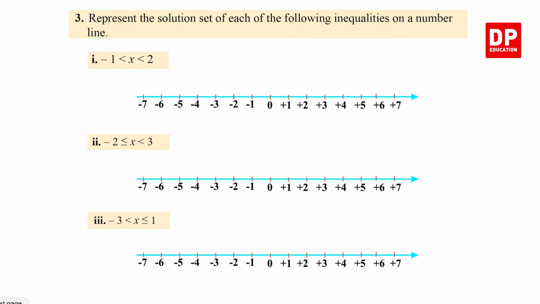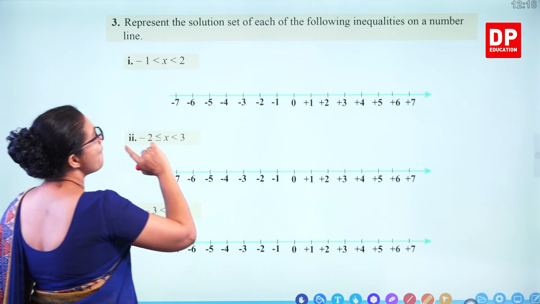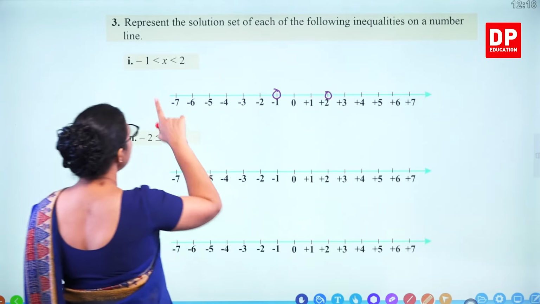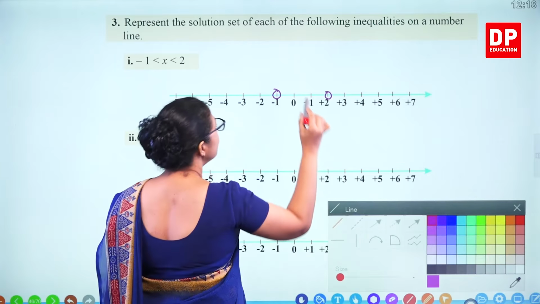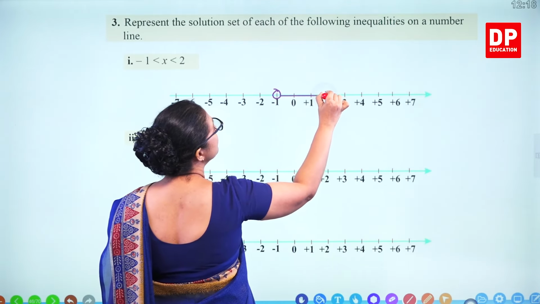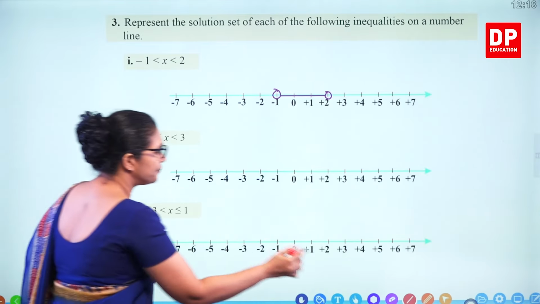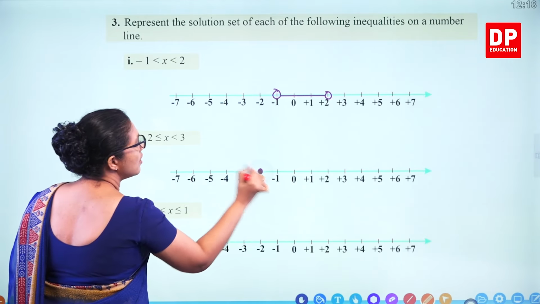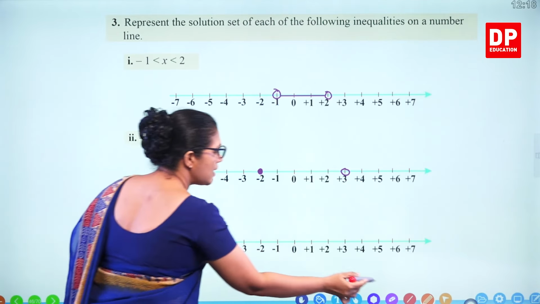Represent the solution set of each of the following inequalities on a number line. X is in between -1 and +2. -1, open circle. 2 also open circle. In between means you draw the line. -2 to 3. -2 included, so you draw a solid circle, 3 open circle. So in between that.